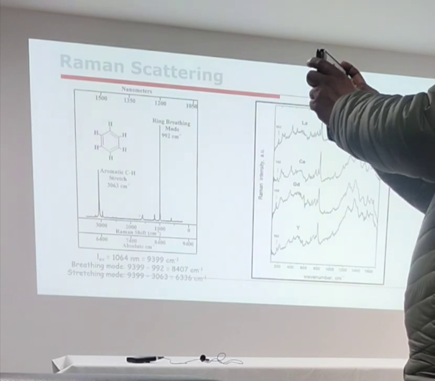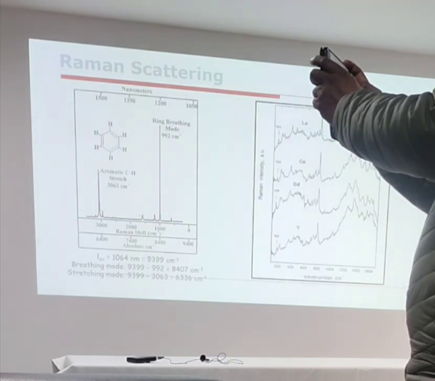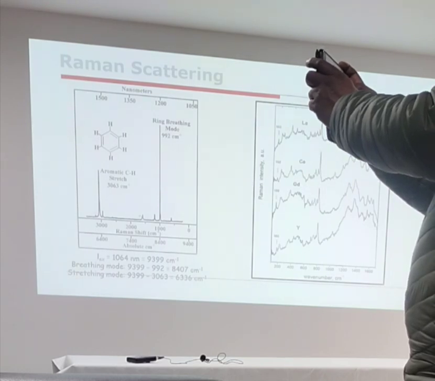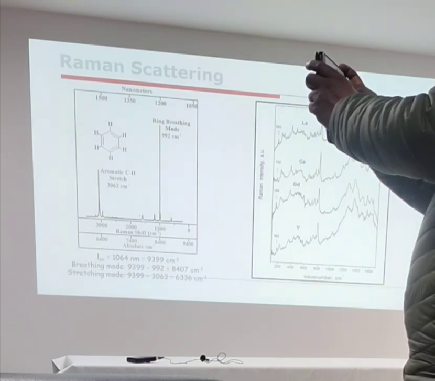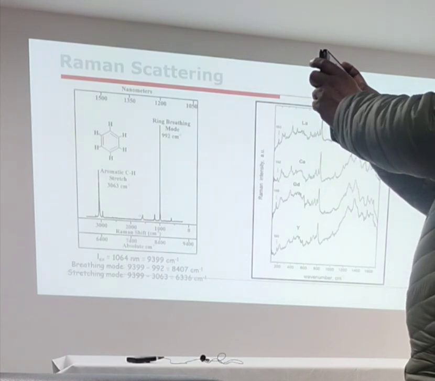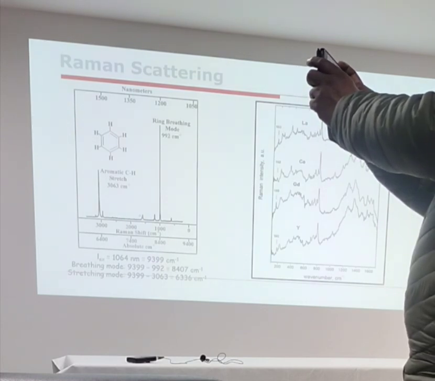Benzene, right? In benzene, how many bonds can we see? We can see carbon-carbon double bonds, carbon-carbon single bonds, and carbon-hydrogen bonds, right? So the number of bonds inside this particular system is fairly small. Owing to that, we can have a few vibrations appearing inside the system.